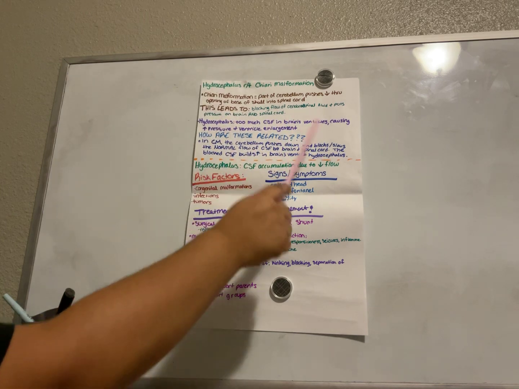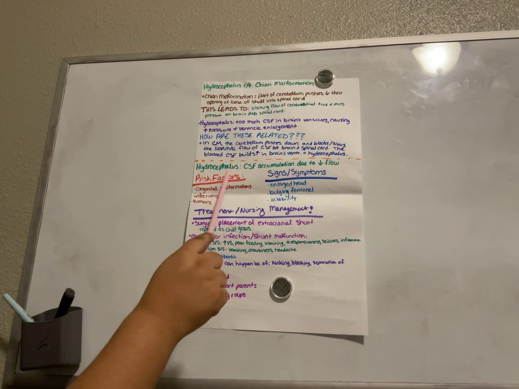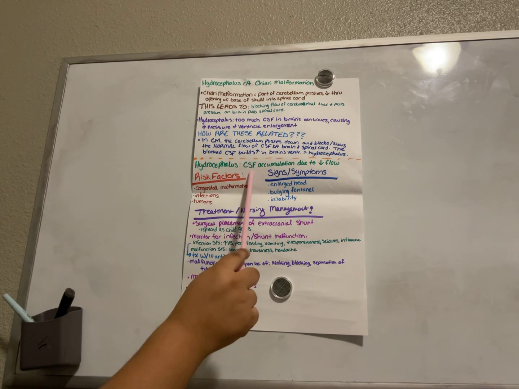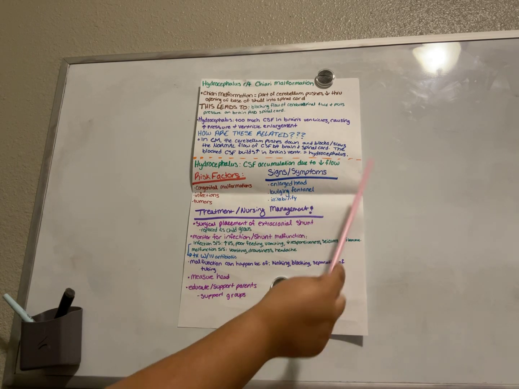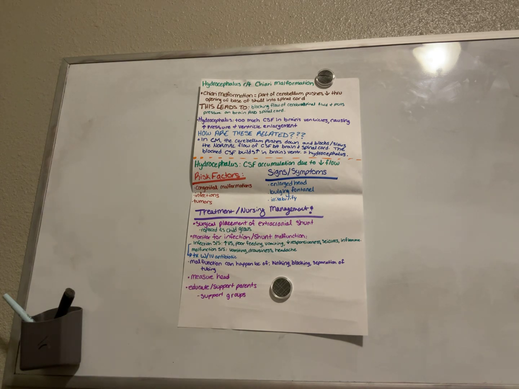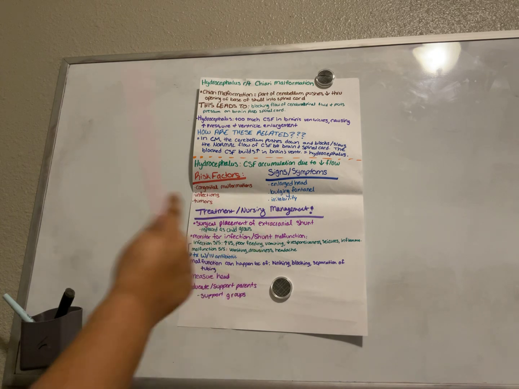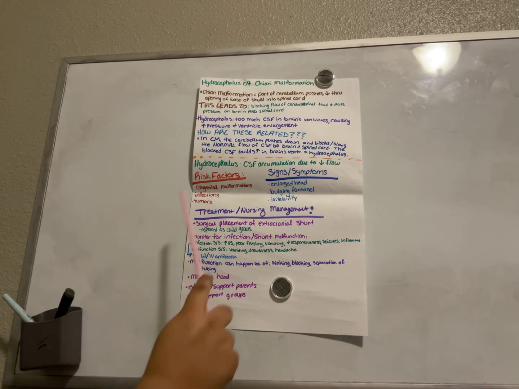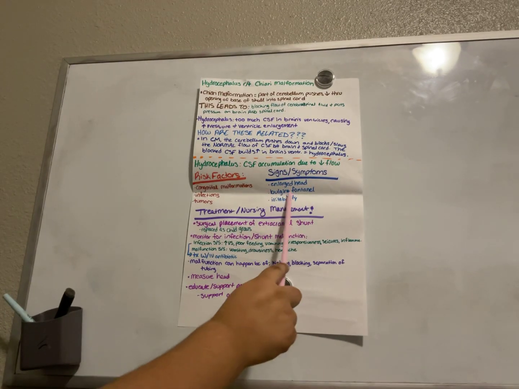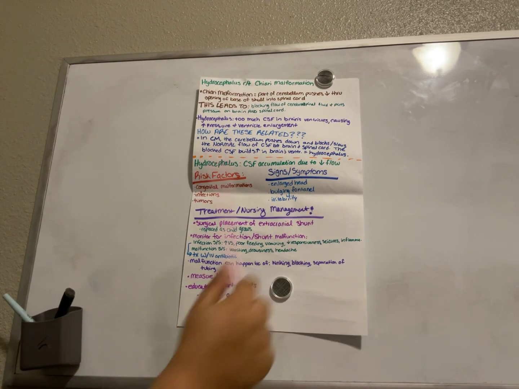So that's just kind of like the pathophysiology behind it. So hydrocephalus is whenever the cerebrospinal fluid accumulates due to decreased flow. And this can lead to increased intracranial pressure. So risk factors: congenital malformations, so you're just born with it; infections and tumors. So signs and symptoms are going to be an enlarged head, a bulging fontanelle, and irritability. So the baby's going to be irritable.